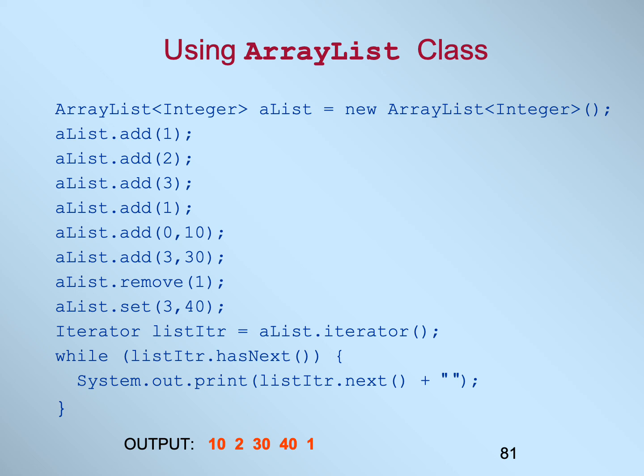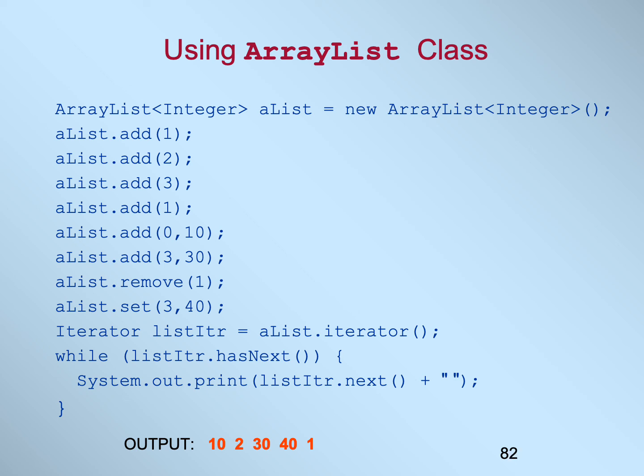Next, we have alist.add(3, 30). So we are adding the value 30 at index number 3. So now in our alist, we have 10, 1, 2, 30, 3, and 1.